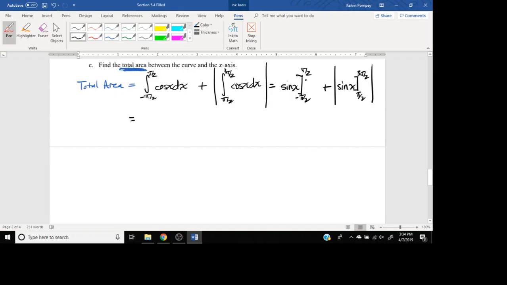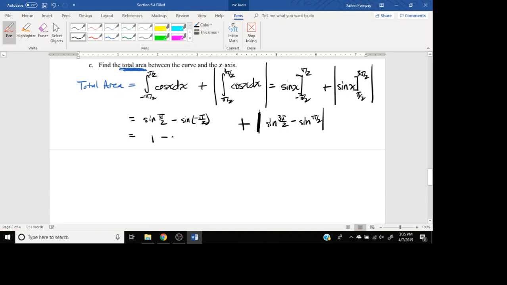Now, this is about to be a lot of stuff that I'm writing, right? So now that I have the antiderivative, I evaluate it at the endpoints. So I'm going to have sine of pi over 2 minus sine of negative pi over 2, plus the absolute value of sine of 3 pi over 2 minus the sine of pi over 2. And so this is going to be 1 minus negative 1 plus the absolute value of negative 1 minus 1. Well, that's subtracting a negative. Those two together make 2. That's a negative 2, but it's in absolute value. That's another 2. And that equals 4.